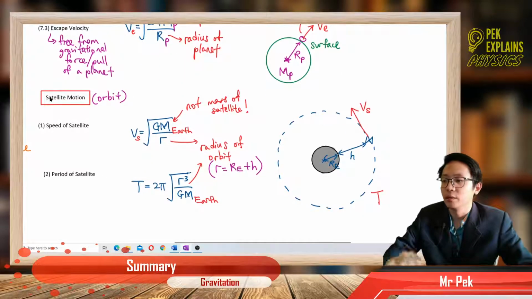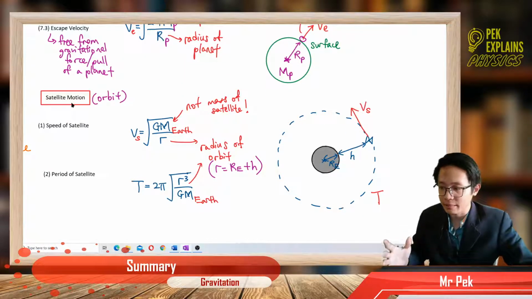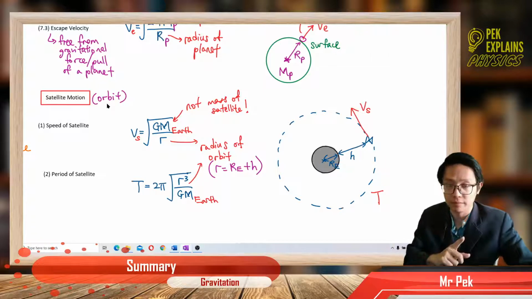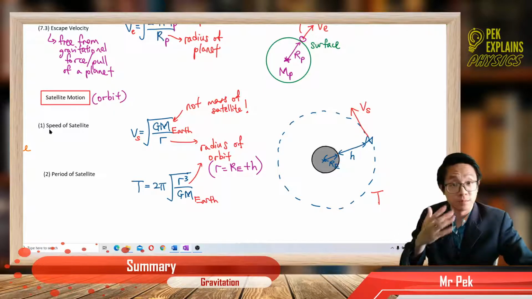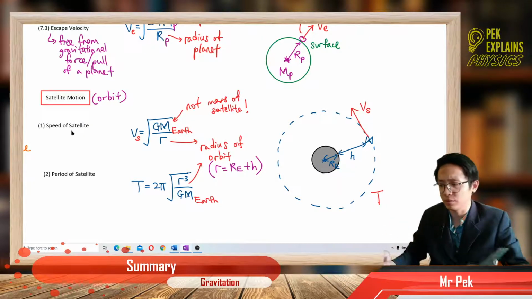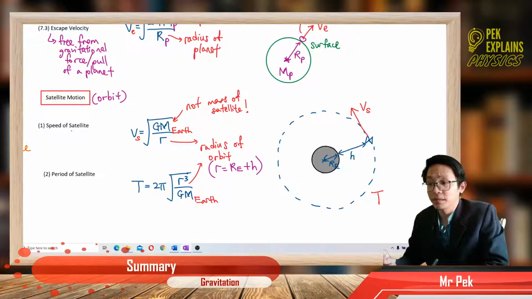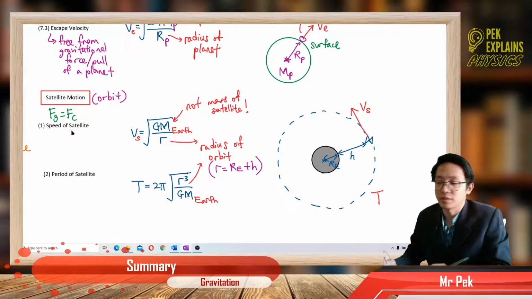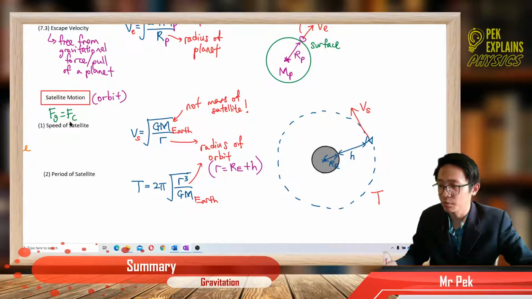Now, lastly, we learn about satellite motion. A satellite travels in the orbit, so it has a speed in the orbit. Actually, this goes back to the concept from the chapter on circular motion, where the gravitational force provides the centripetal force. From this formula, we get another formula for the speed of the satellite and also the period of the satellite. These two formulas come from Fg equal to Fc, gravitational force equal to centripetal force.